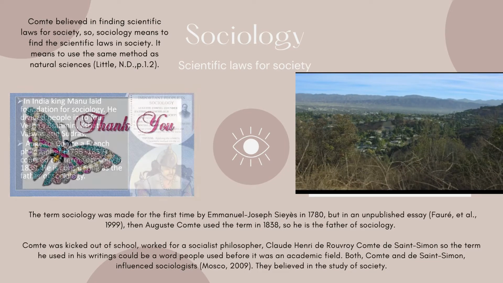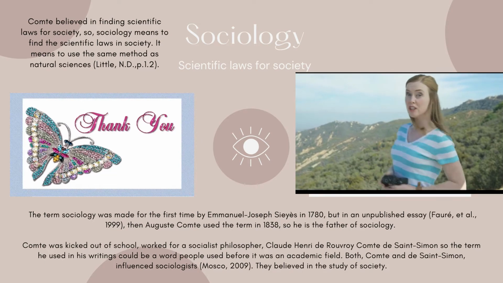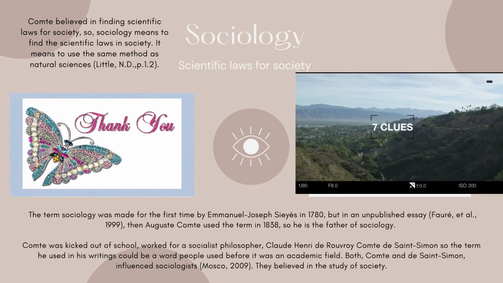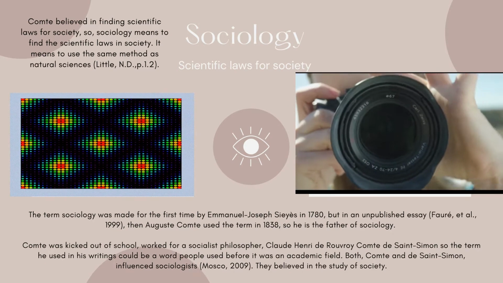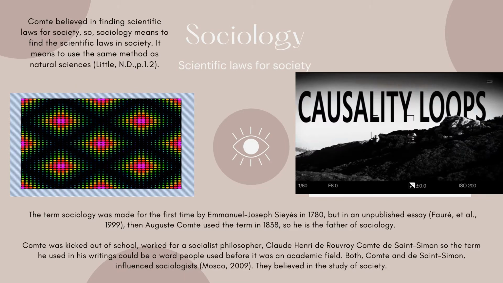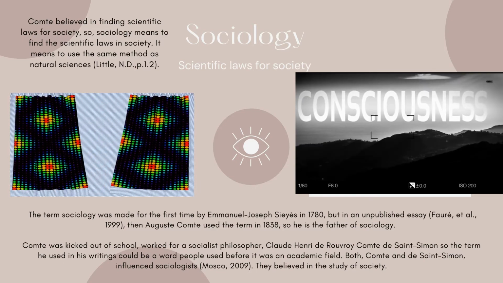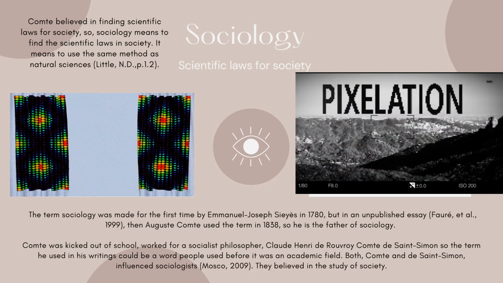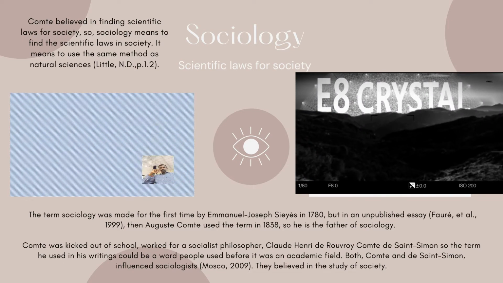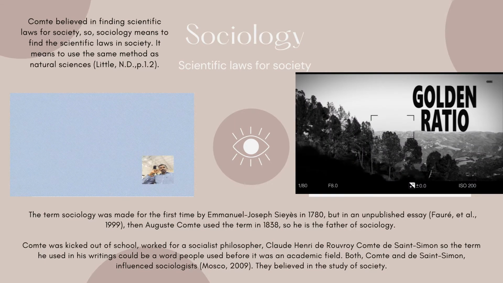So what clues does nature offer us for what a theory of everything should look like? We've identified 7. Information, causality loops, non-determinism, consciousness, pixelation, E8 crystal, and the golden ratio.